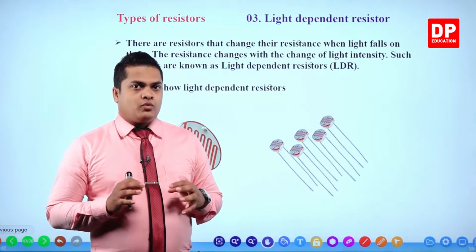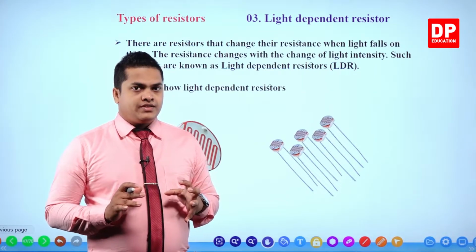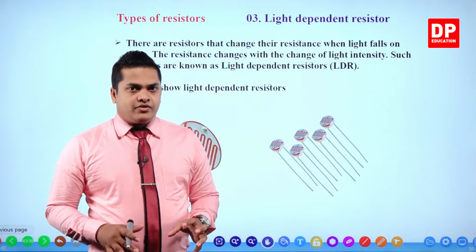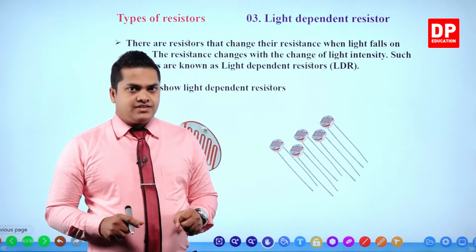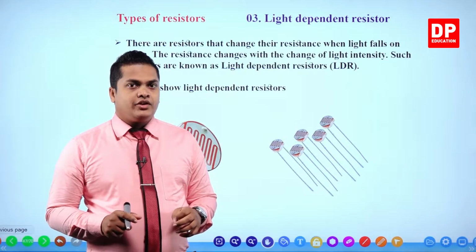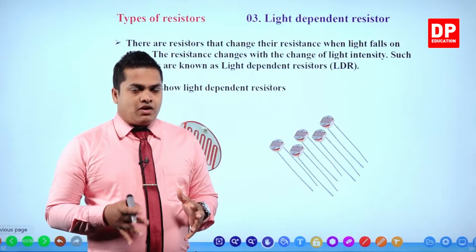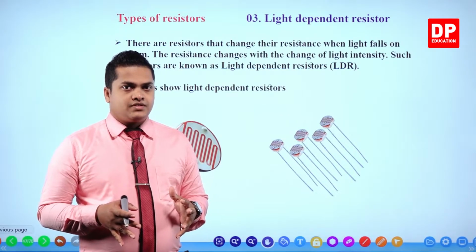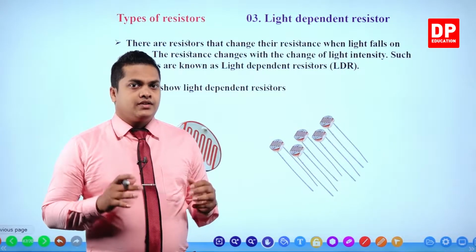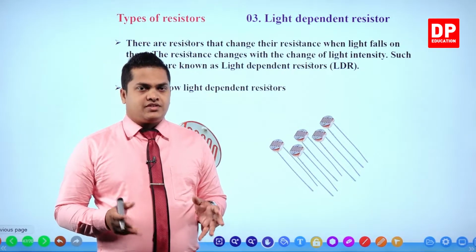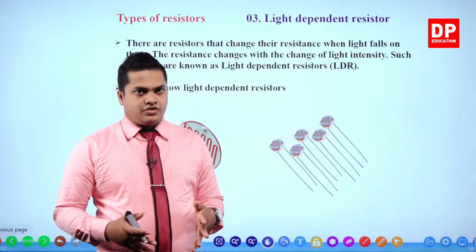So my dear children, now within this chapter, we'll be discussing the light dependent resistor. The third main type of resistor is the light dependent resistor. In light dependent resistors, according to the intensity or the amount of light received by the surface, the resistance is going to change. Upon change in the resistance, you know that the current is also going to change, right?